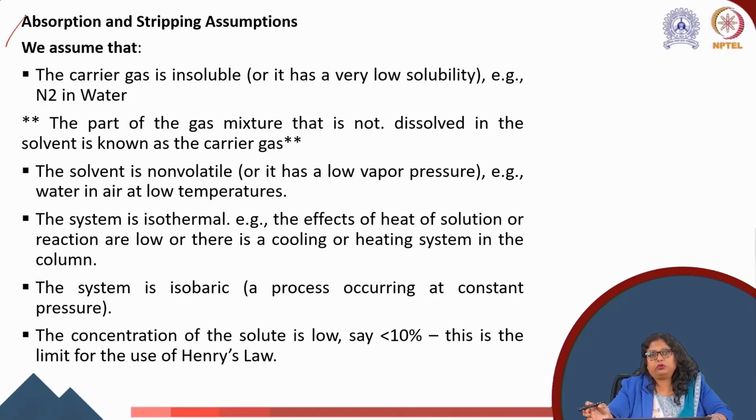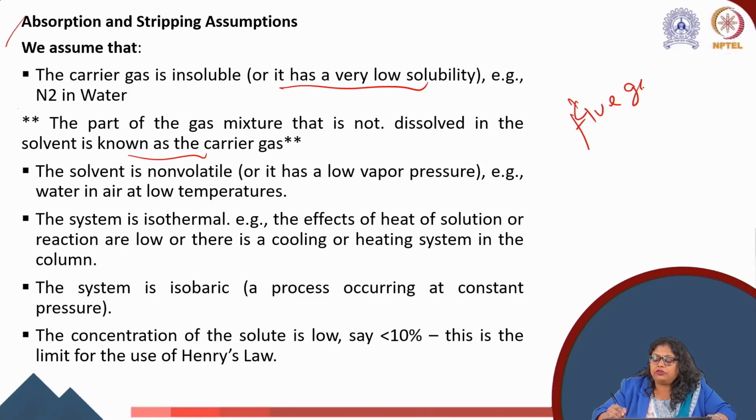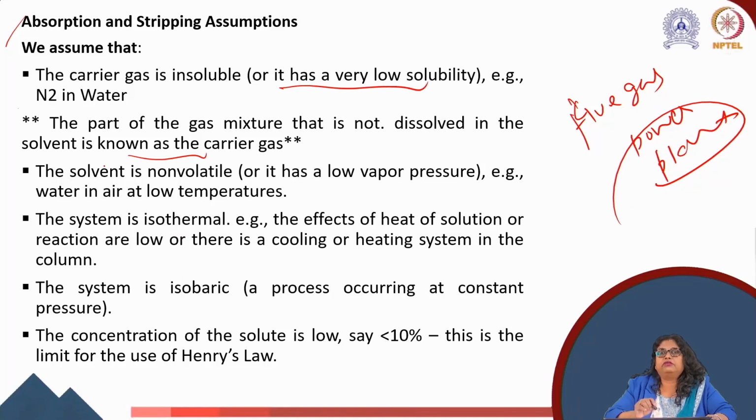So what we assume here is that the carrier gas is insoluble or has a very low solubility, like N2 in water. So what is the carrier gas? The part of the gas mixture that is not dissolved in the solvent is known as the carrier gas. If we are talking about flue gases coming from a power plant, we have the carrier gas or flue gas. Flue gas has N2 and CO2. So N2 we can consider here as a carrier gas. So the carrier gas is insoluble or should have a very low solubility in the solvent.